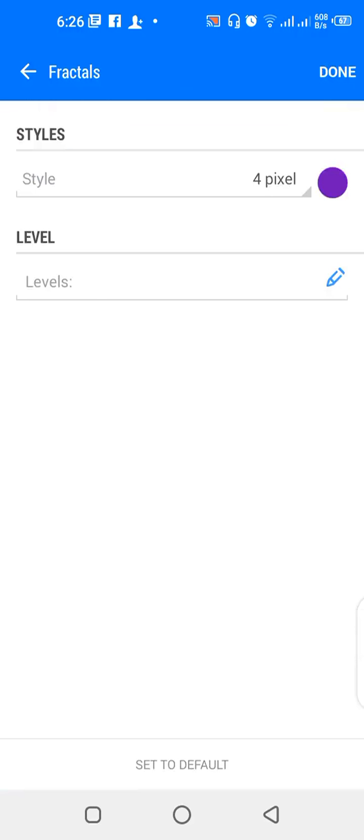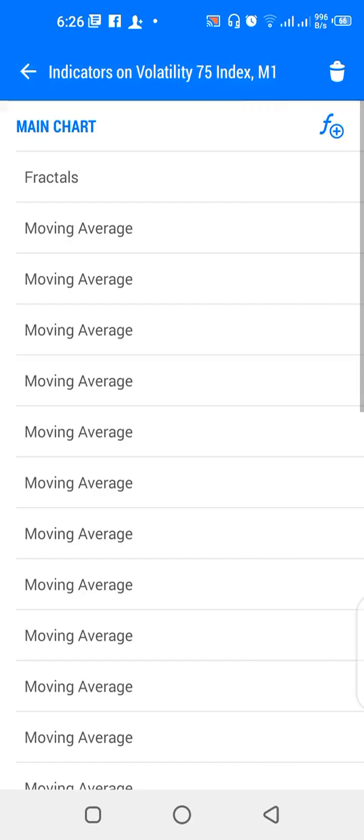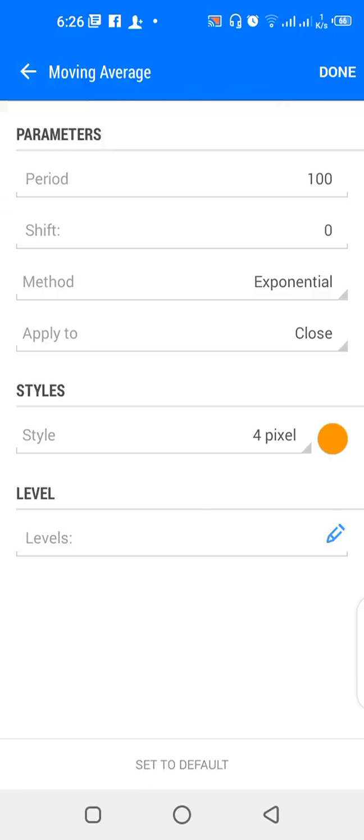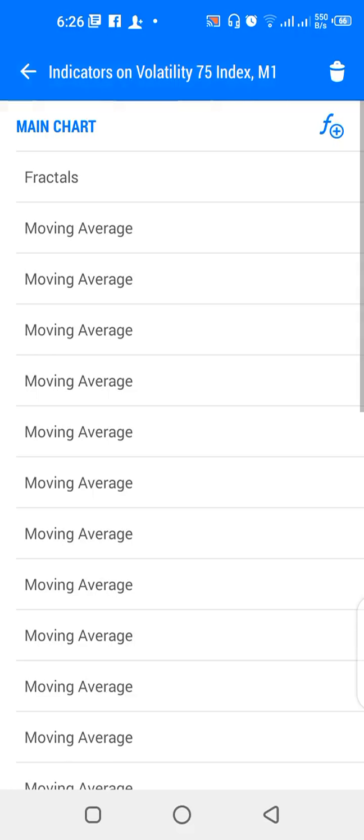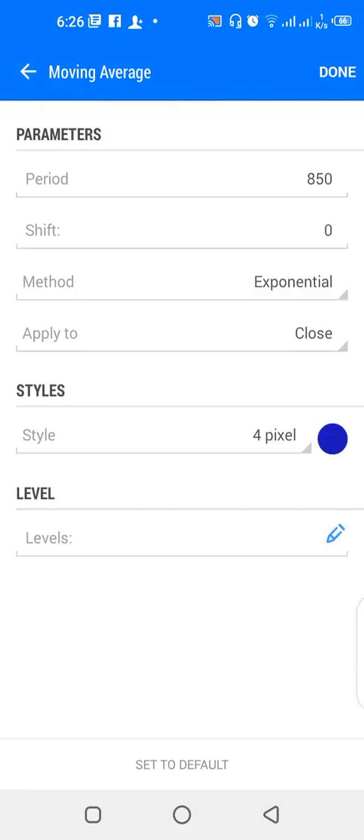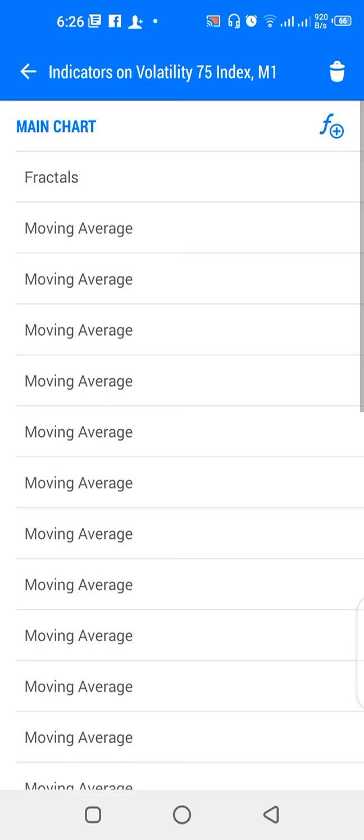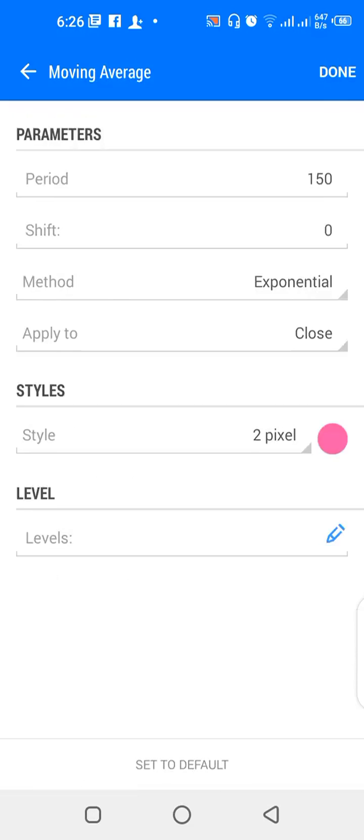First we have fractals. The first moving average, we have 100 EMA, the color is orange. Second moving average, we have 850. This 850 EMA, color is blue, is part of the trend identifying moving averages. Then the third one is 240 EMA, color is black. Then the fourth one is 150 EMA, color is pink.